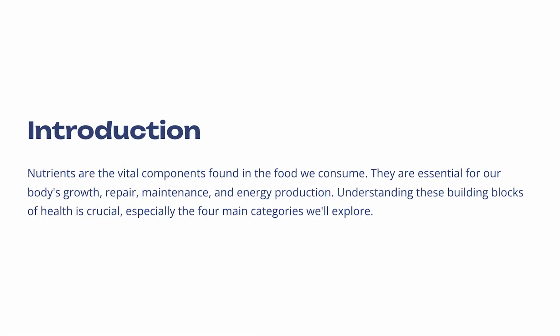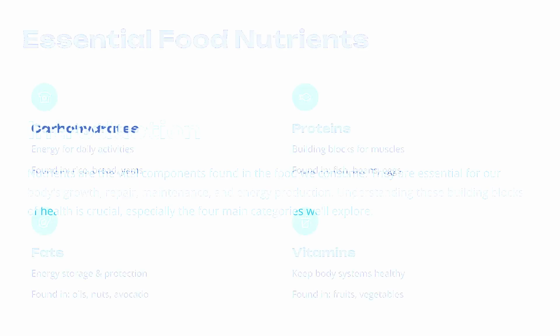First, let's talk about food nutrients. Nutrients are the useful parts of the food we eat. They are what our body uses to grow, stay healthy, and have energy. There are 5 main ones you need to remember.